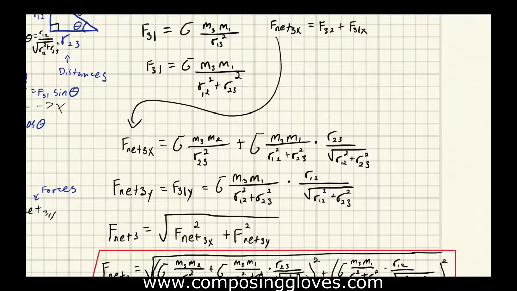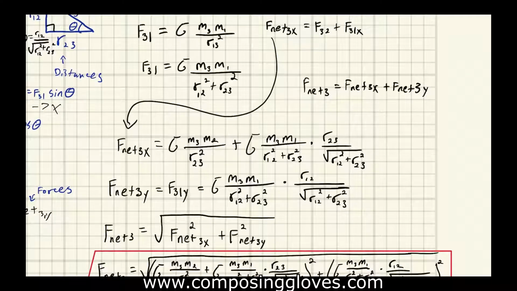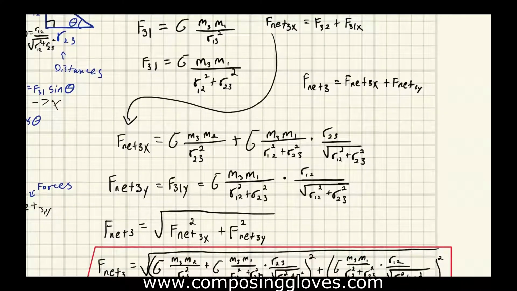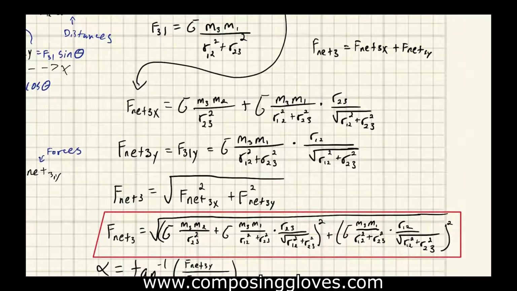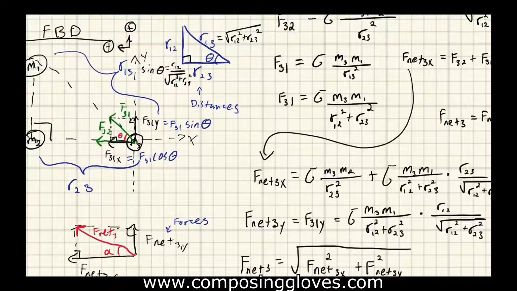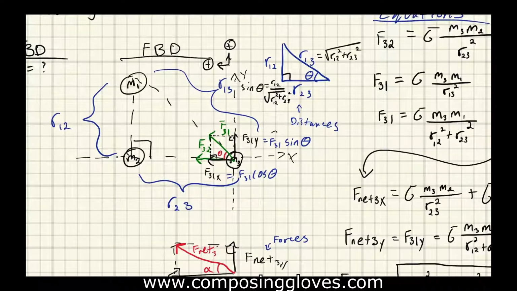If we want the full Fnet 3, that's going to be equal to Fnet 3x plus Fnet 3y. We just have to add our two. This should be a subscript 3; it looks kind of large, the y does too. We've already got Fnet 3x right here, though it's kind of long. Then what about Fnet 3y? That's just the forces on the y-axis, and we notice we only have one, F31y. Now this one's a sine theta.